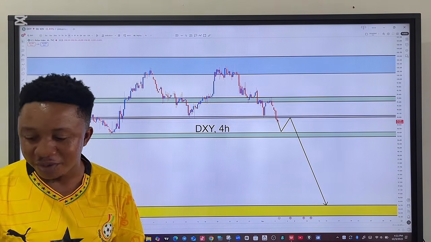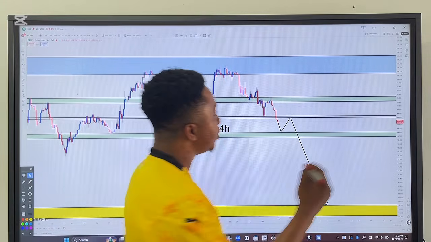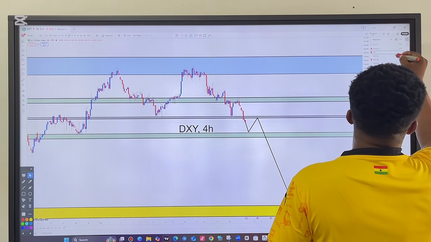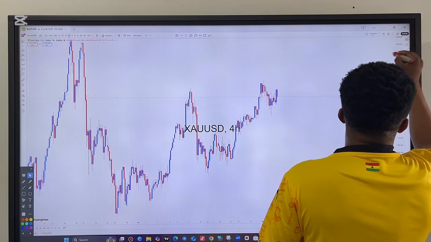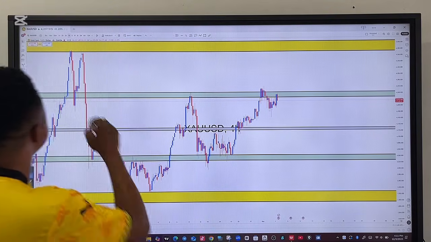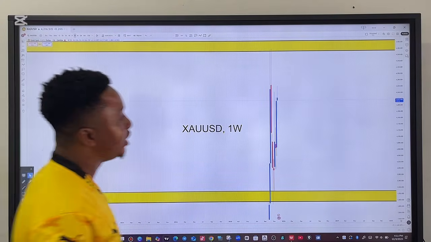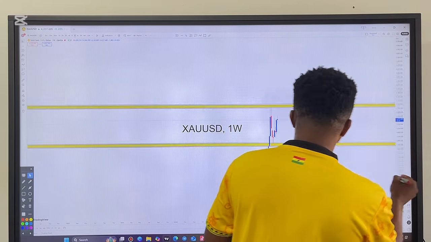All right, let's move to the next pair on board, which is going to be gold. So gold, let's get the updates on this pair. Let's take it all the way to the weekly time frame. So gold, let's begin from the weekly and then get the understanding very well.